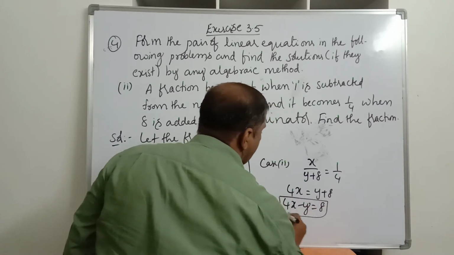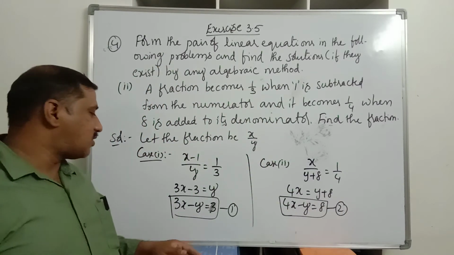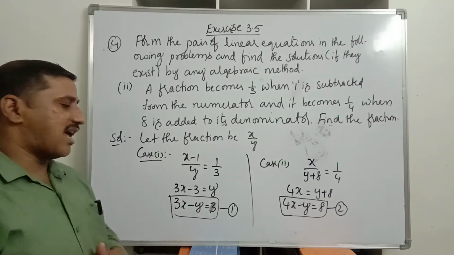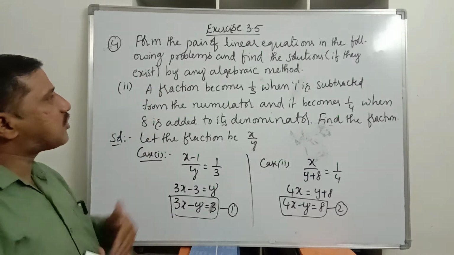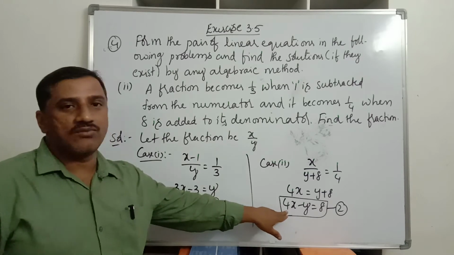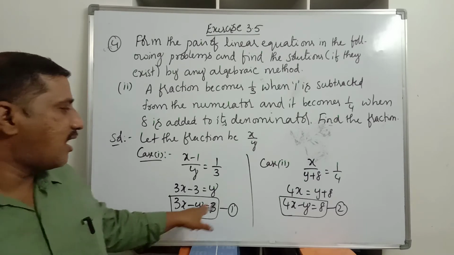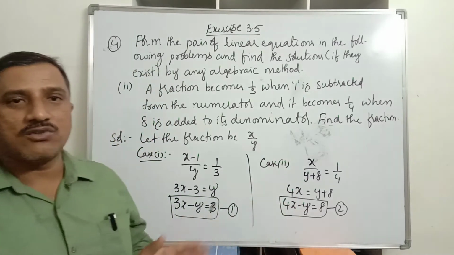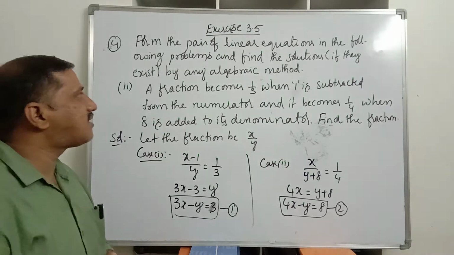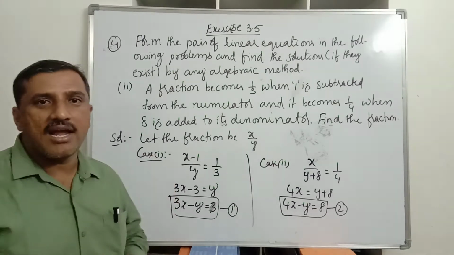Now we got two equations. By solving these two equations, 4x minus y equals 8 and 3x minus y equals 3, we will get the required fraction. So we need to check whether they have a solution or not. How can we check? Here a1 is 3, a2 is 4, so a1 by a2 is 3 by 4, and here b1 is minus 1, b2 is minus 1, so minus 1 by minus 1 is 1. The two ratios are not equal, therefore it has a solution. Then we have to solve these two equations by using any algebraic method.